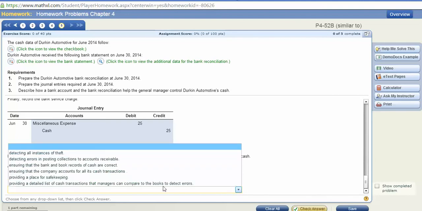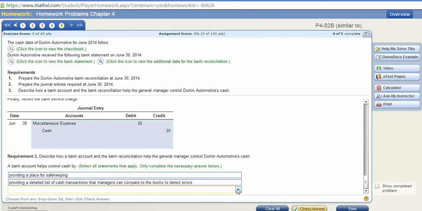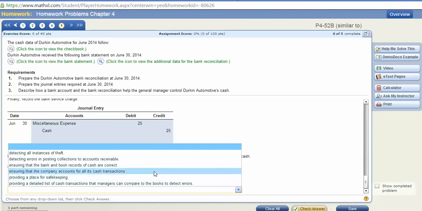Going back to this, ensuring that the company accounts for all its cash transactions. If you have an outstanding check, the bank account is not helping control cash with that. As a matter of fact, it has to be adjusted in the reconciliation for checks outstanding. So it's not going to detect all theft. It's not going to detect errors in posting. This is what a bookkeeper does. You're posting accounts receivable. This is not about the bank account. The bank account merely receives the deposit.